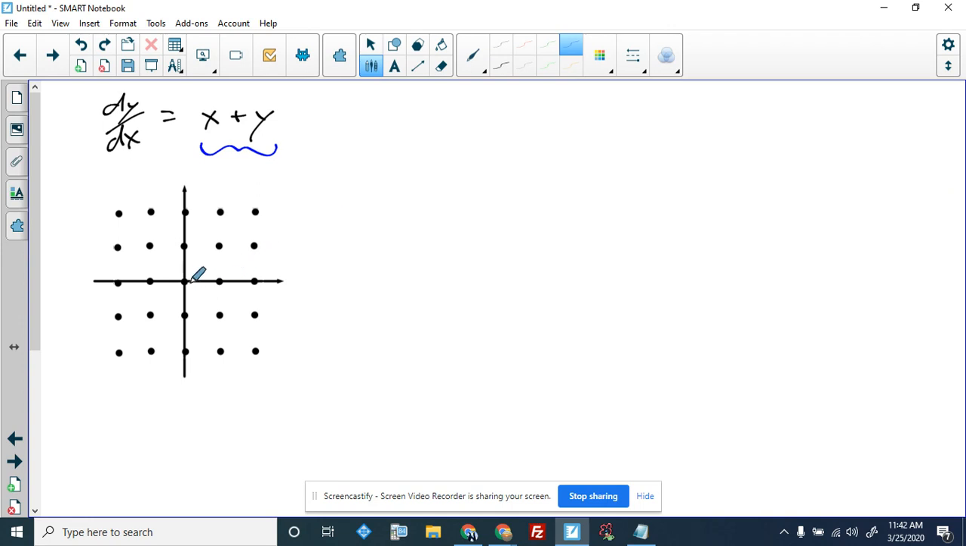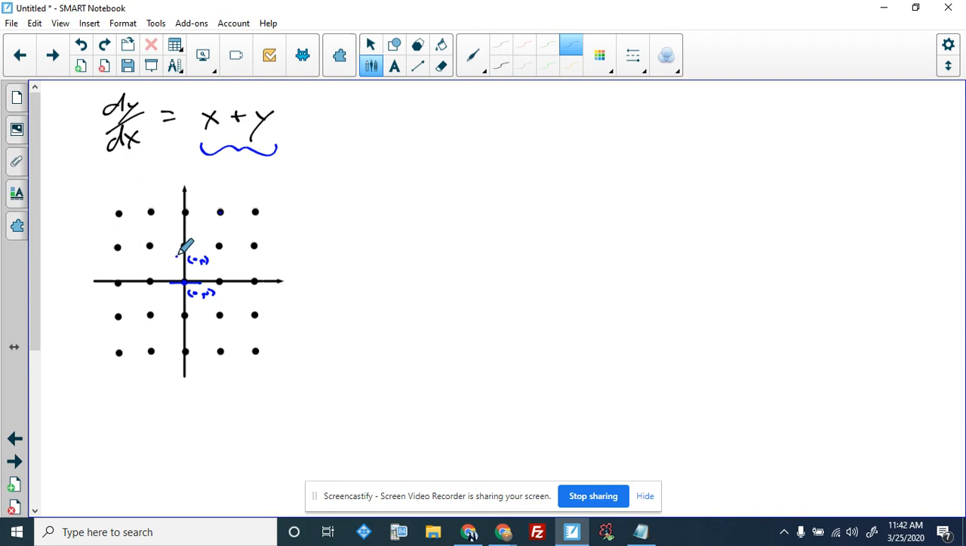So when I go to plot the slopes now, to get a visual of what the general solution might look like, let's take this point here, 0, 0. If I plug 0 in for x and 0 in for y, I get 0. If I go up, this is the point 0, 1. So that would be 0 plus 1, a slope of 1.